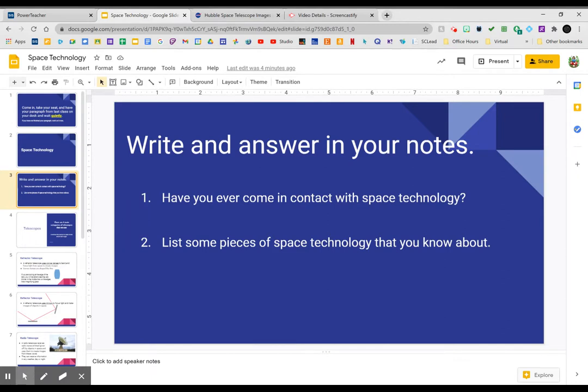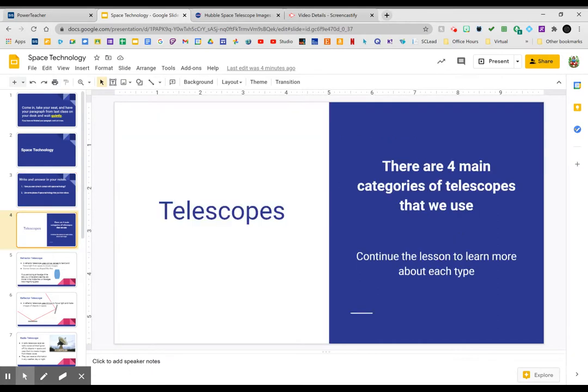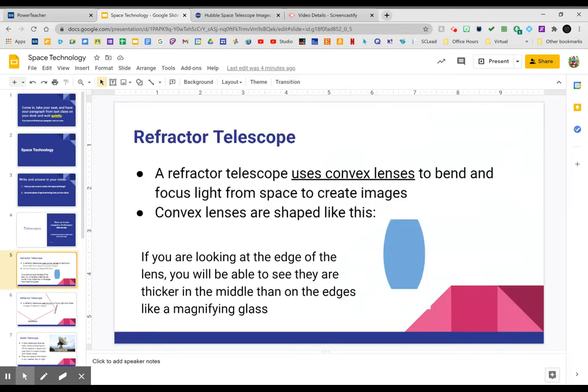All right. So I am going to teach you about just the basic things, and then at the end, I'm going to show you something really neat that broadens your thought of what space technology is. All right. So the first kind of space technology we're going to talk about is telescopes. And there are four main categories of telescopes. So when we talk about them, it's not just a telescope. They can be very different from each other. All right. So the first kind of telescope is a refractor telescope. And if we think back to our waves unit, refract means to bend the light.